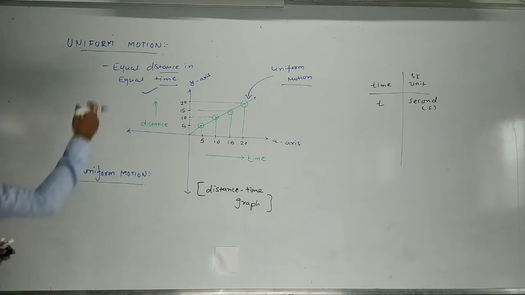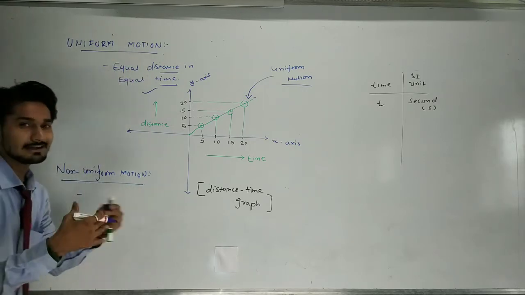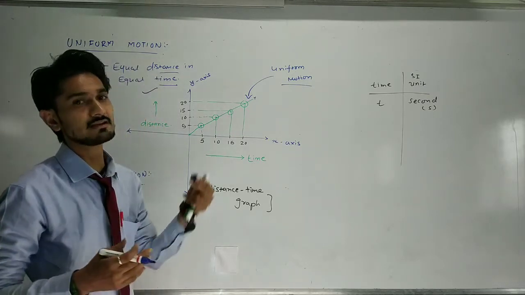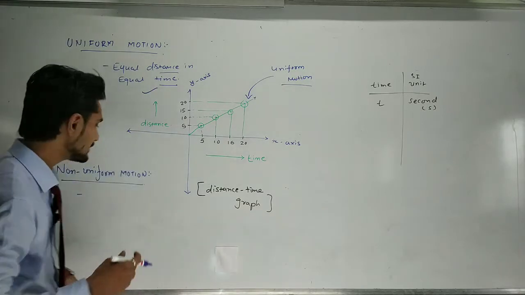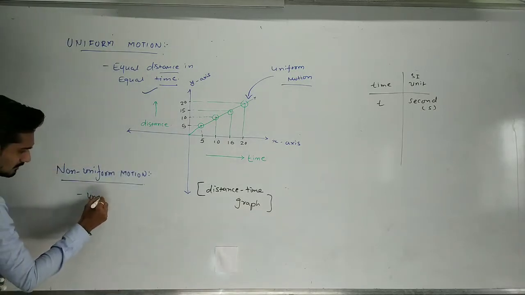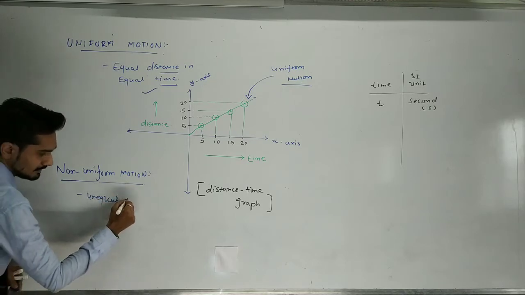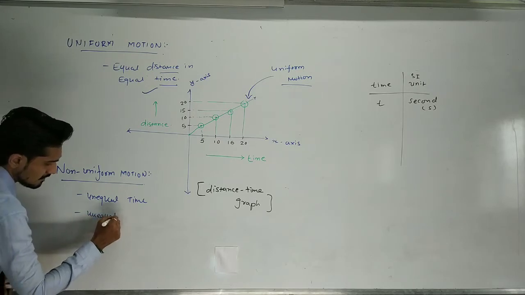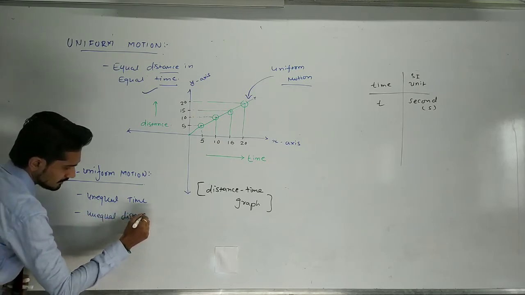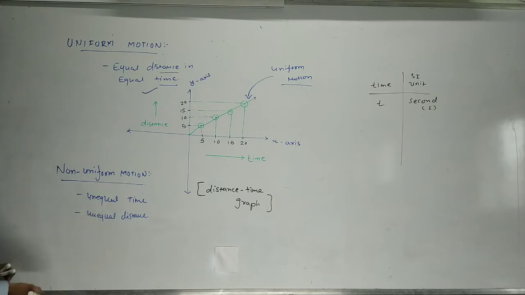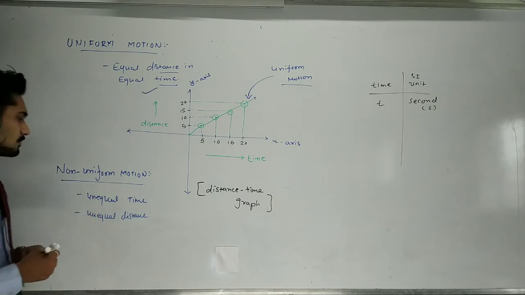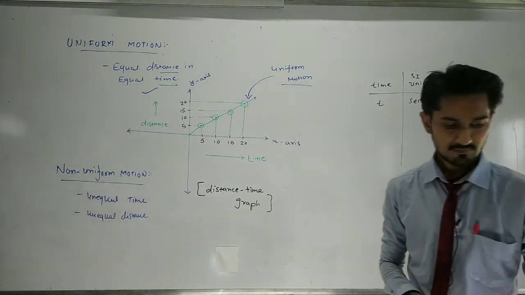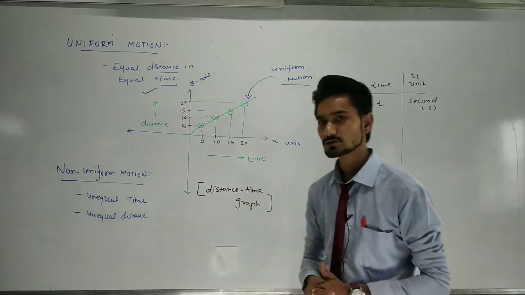Okay, so unequal distance will be covered in unequal intervals of time. Unequal time and unequal distance. Then this will be defined as non-uniform motion. Okay, so if I want to memorize the definition, what should I write?